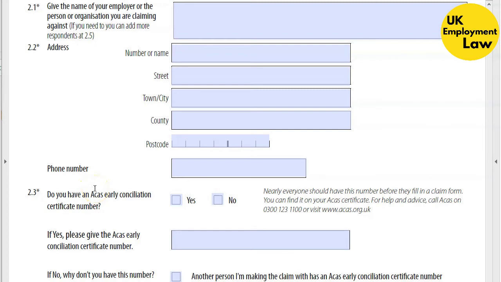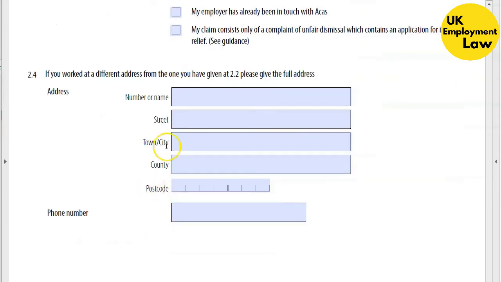Give the respondent's full, preferably registered or main head office address. If you have worked at a different address, then make sure you provide that address in section 2.4. This is important because this determines which employment tribunal will deal with your claim. If your employer is based in London and you worked at Liverpool, then the hearing would take place at Liverpool or Manchester employment tribunals.